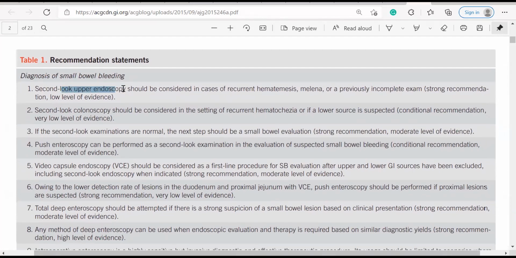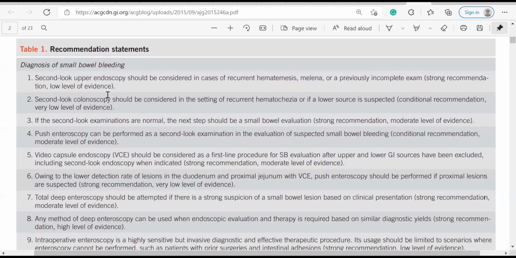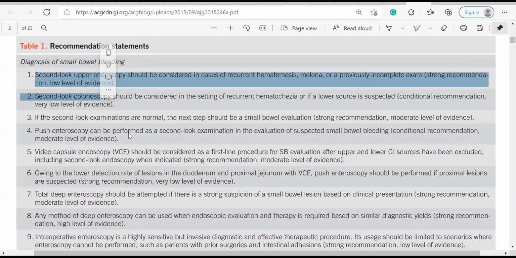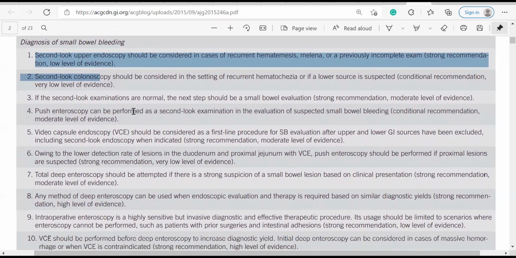So second look upper endoscopy should be considered in cases of recurrent hematemesis, melena, or previously incomplete exam. So a strong recommendation. But second look colonoscopy usually is not very important. It has a very low level of evidence and conditional recommendation. Even second look upper endoscopy, low level of evidence. So it's not very important to do because most of the time it will come normal.